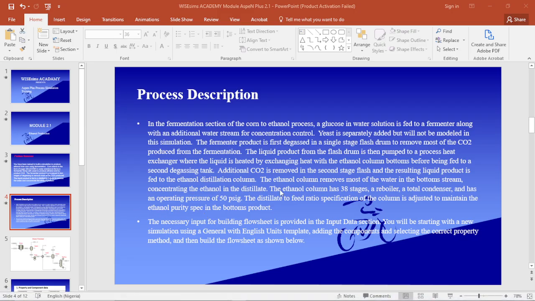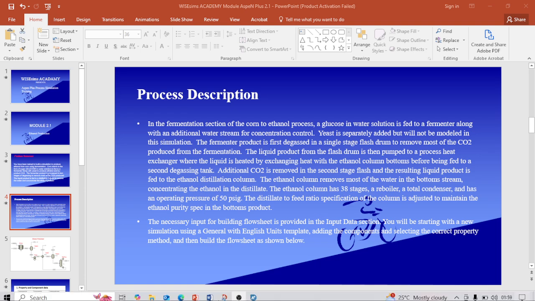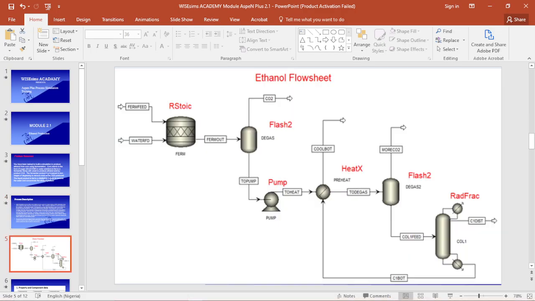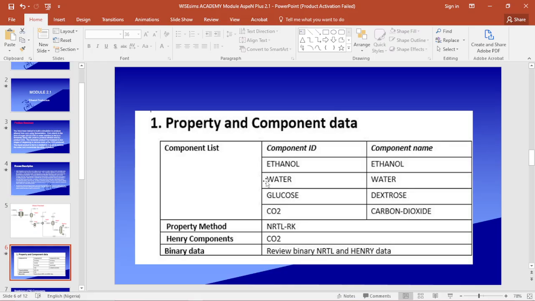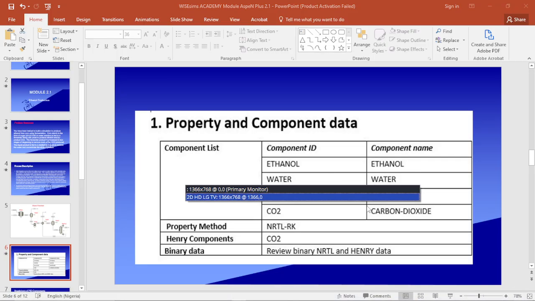Let's go to Aspen Plus, but before we do that, let me quickly go over the diagram. This is the process flow diagram. This is what we're trying to achieve on Aspen Plus. Then we have our parameters. The first thing is our components, so we need to get our components right. We're making use of ethanol, water, glucose, and CO2.